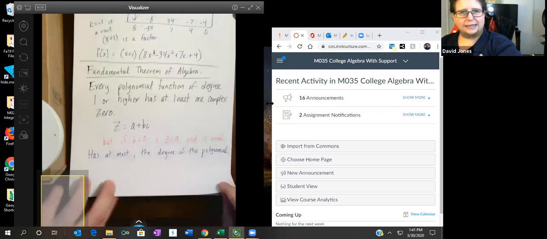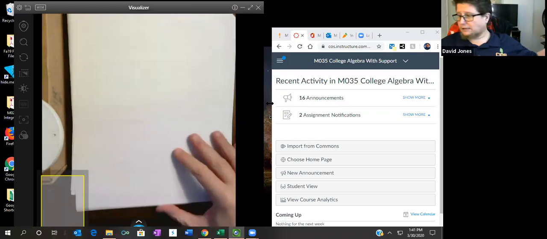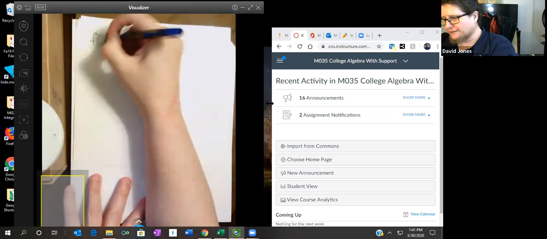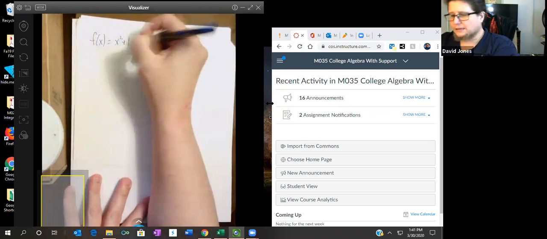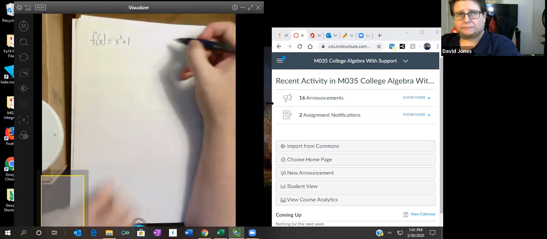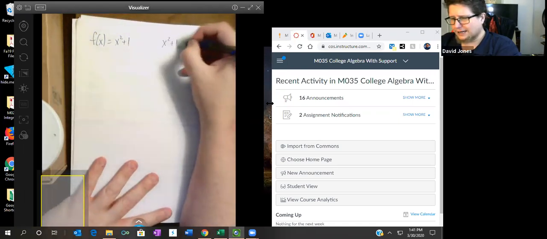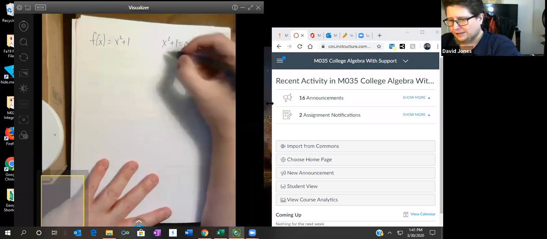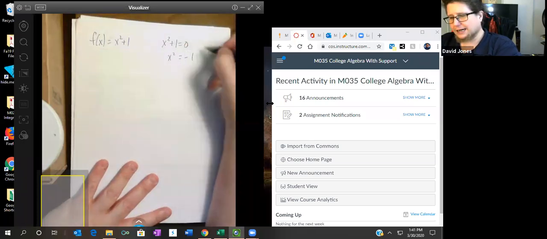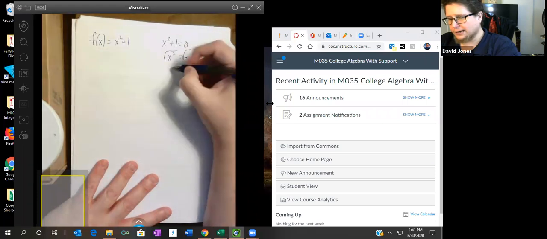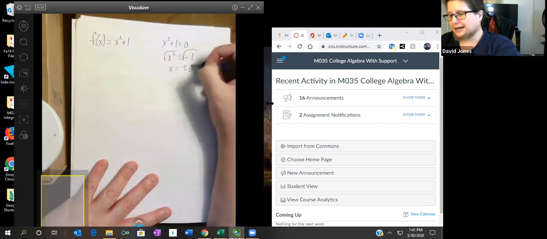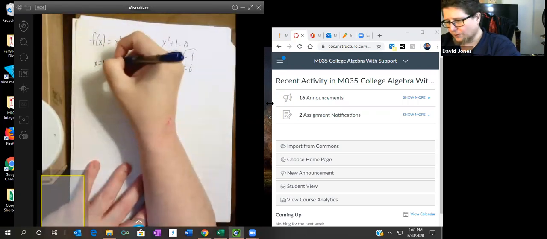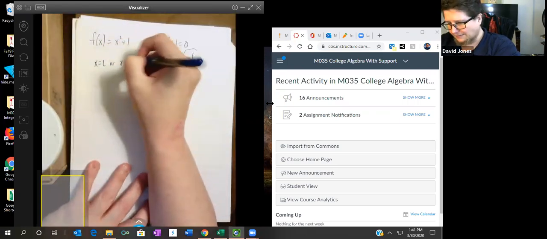Let's give an example of that. We've got f of x equals x squared plus 1. If we want to find the zeros of it, we set it equal to 0. This doesn't factor. But if we subtract 1 to the other side and take the square root of both sides, we see that x equals plus or minus i. So x equals i or x equals negative i.